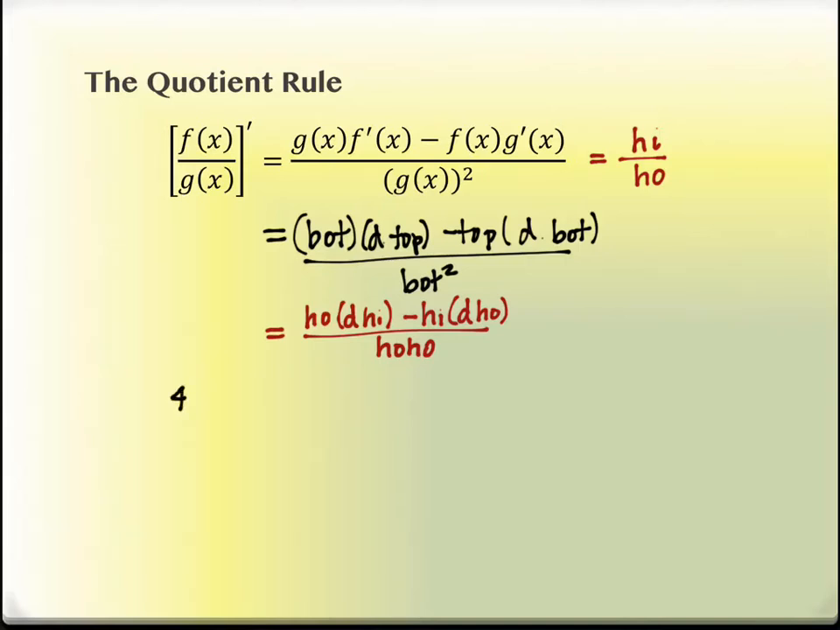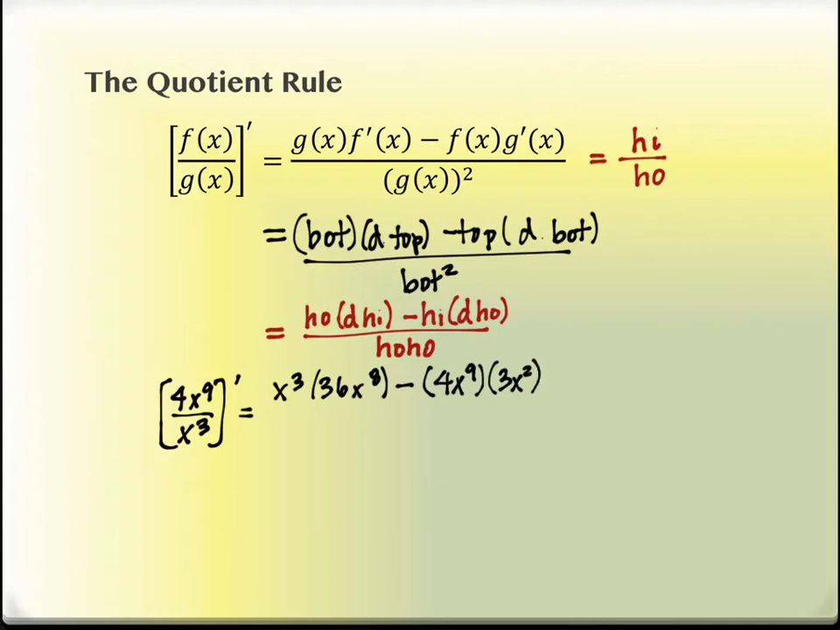All right, let's check to see that it actually works for the problem that we had. So our problem was 4x to the 9th over x cubed. It says we're going to do the denominator, x cubed, times the derivative of the numerator, which was 36x to the 8th. Hang on, left out my 6. Minus the numerator, which is 4x to the 9th, times the derivative of the denominator, which is 3x squared, over the denominator, x cubed squared.